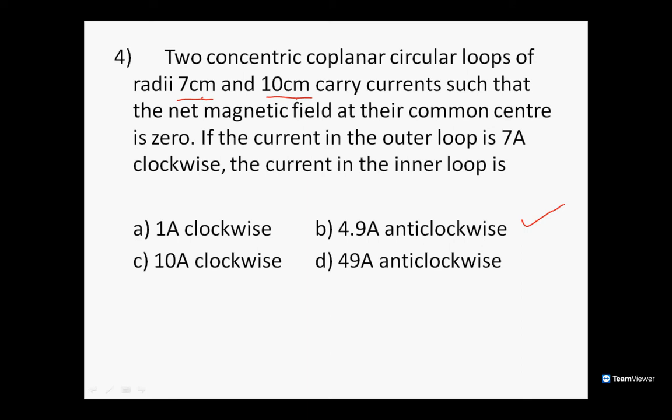While reading, just read which is the inner coil and which is the outer coil. This radius is small, so that must be the inner coil. This radius is more, so this must be the outer coil. In the outer coil, current is how much? 7 ampere. Next.